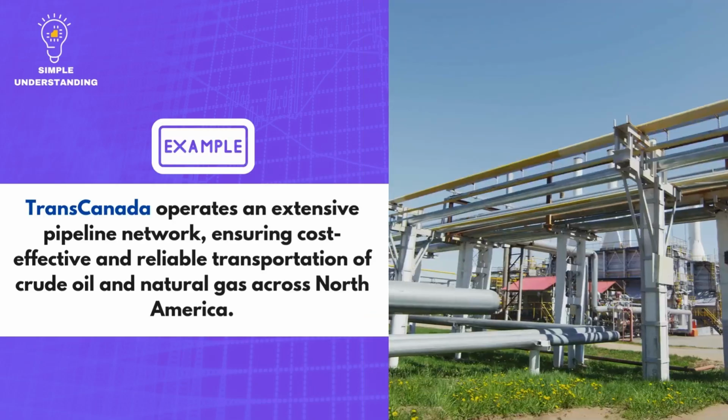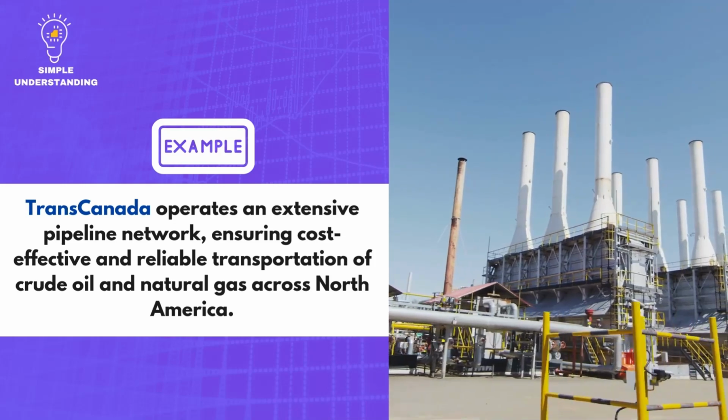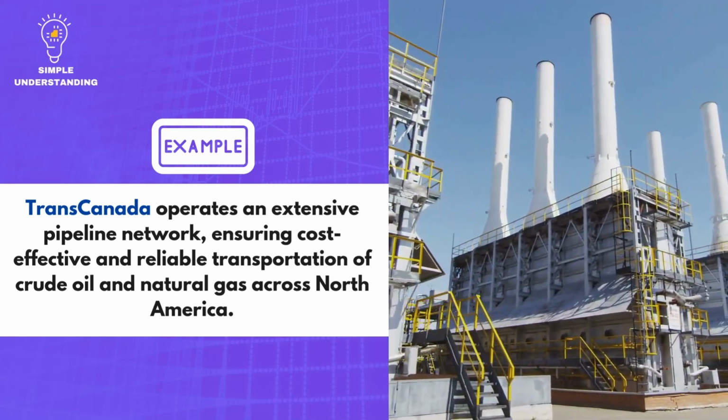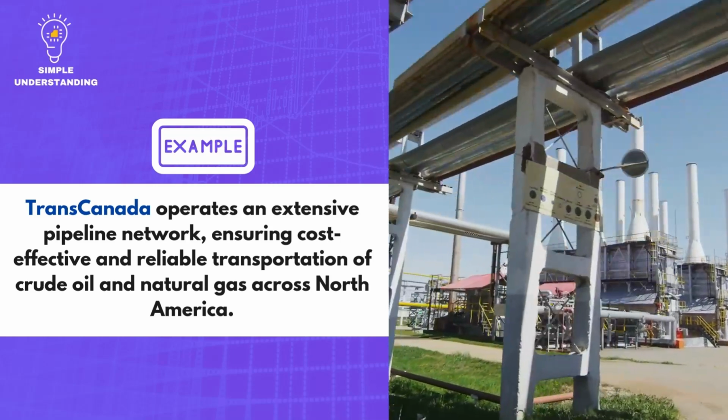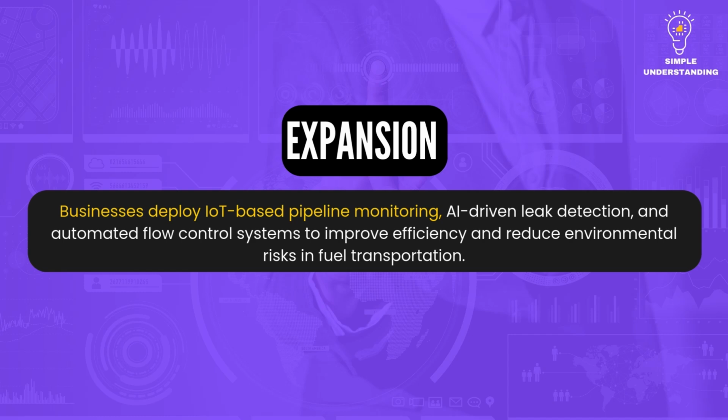Real company example: TransCanada operates an extensive pipeline network, ensuring cost-effective and reliable transportation of crude oil and natural gas across North America. Expansion: businesses deploy IoT-based pipeline monitoring, AI-driven leak detection, and automated flow control systems to improve efficiency and reduce environmental risks in fuel transportation.